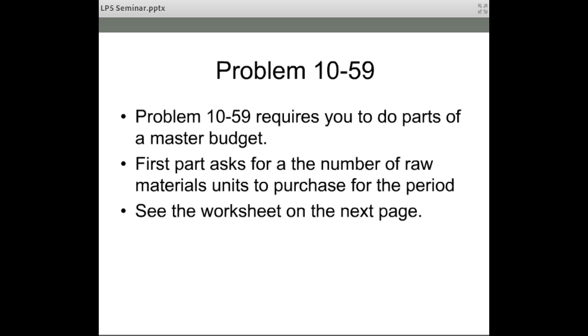Problem 1056. This problem requires you to do all the parts of a master budget. The first part asks for the number of raw material units to purchase for the period. That's the starting point. So see the worksheet on the next page.